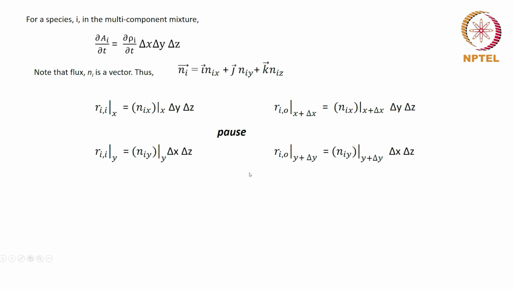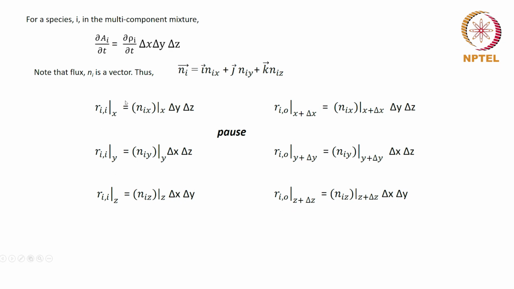And hopefully you would have also gotten the z direction, which is the input rate of i at z in terms of the flux of i in the z direction at the face located at z times the area. The z area is delta x delta y, and similarly for output you have the output rate of i at the face z plus delta z, which is the flux of i in the z direction at the face z plus delta z times delta x delta y.